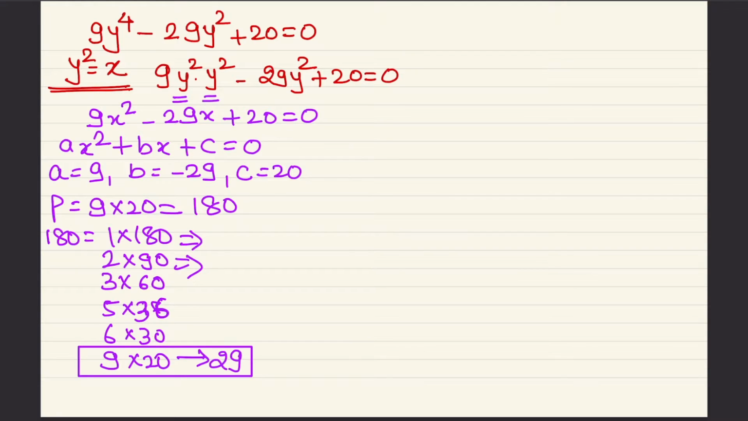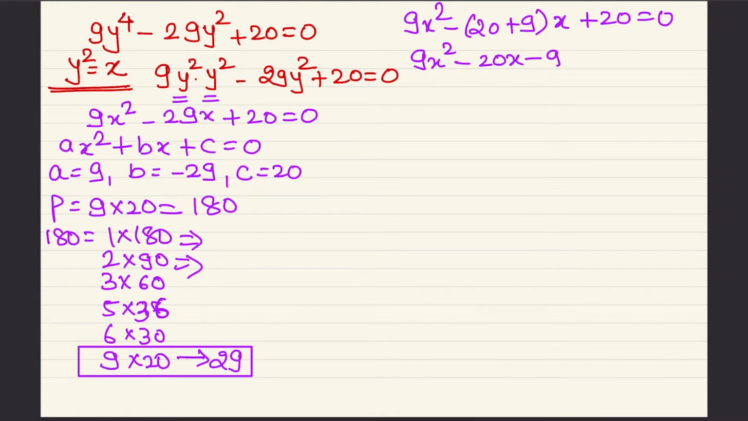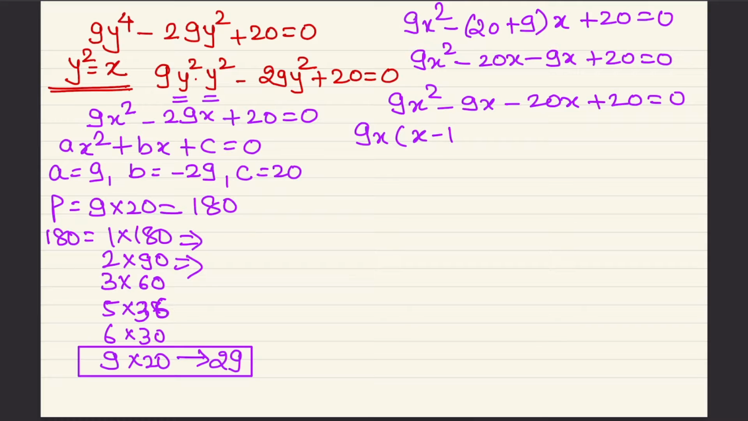So we'll write the quadratic equation as 9x square minus 20x minus 9x plus 20 equal to 0. We can write 9x square minus 9x minus 20x plus 20 equal to 0. Take 9x as common, it will give you x minus 1, minus 20 as common, x minus 1 equal to 0.